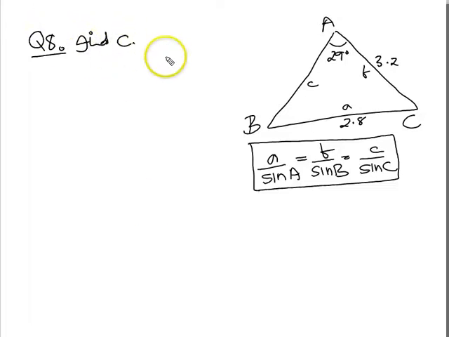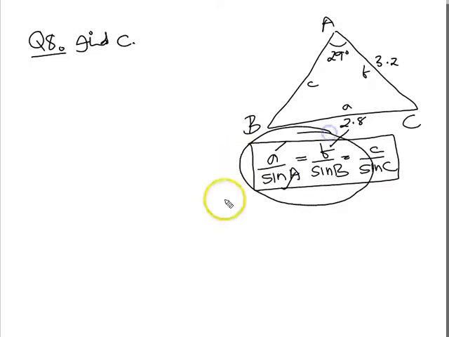Okay guys, let's have a look at question 8 then. Here's our information. We've got a as 2.8, we've got b as 3.2, we've got the angle A as 29 degrees, three of any four so to speak. So we can use this to find out angle B, and once we know B, we'll be able to find out C, won't we? So let's put the values in.